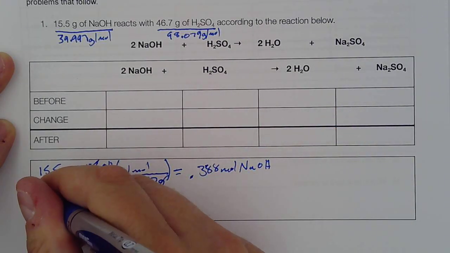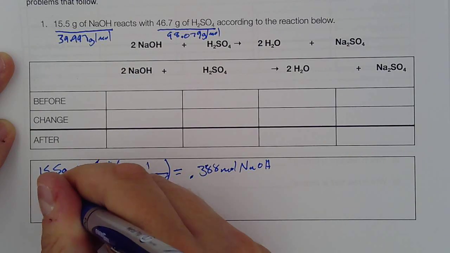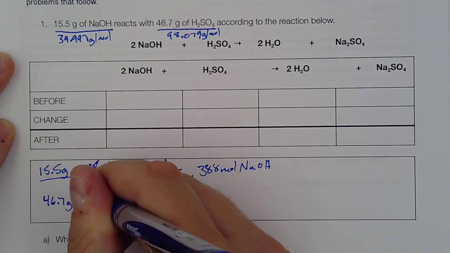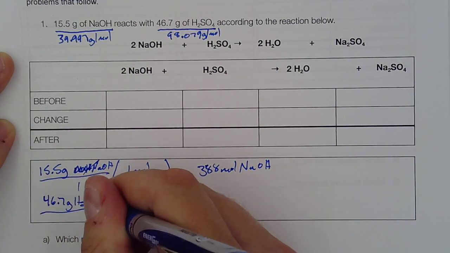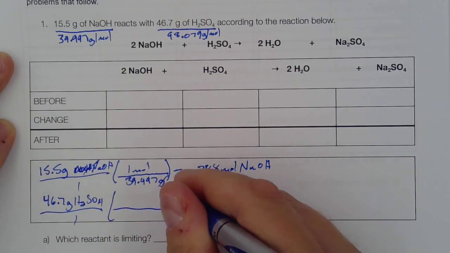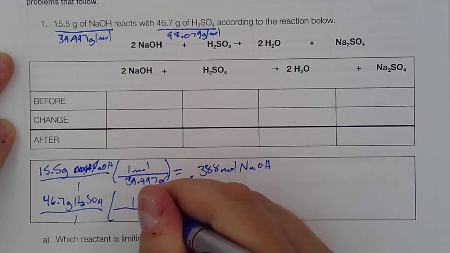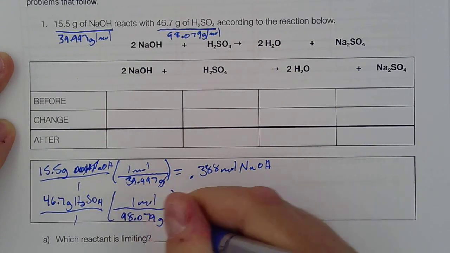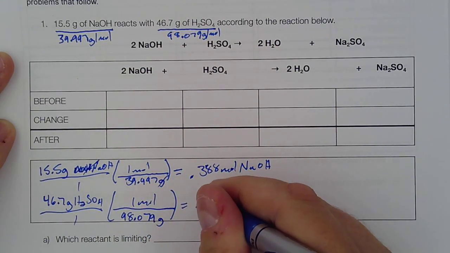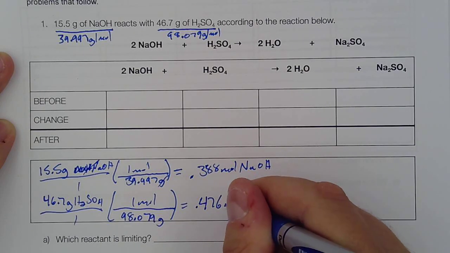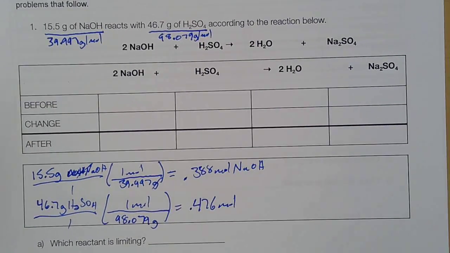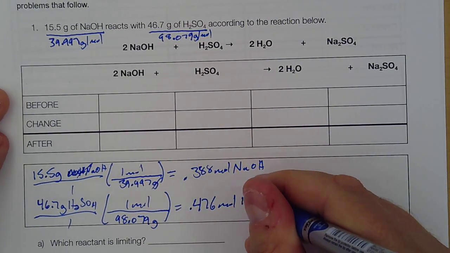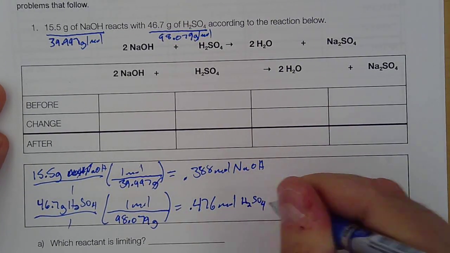And then over here, we got that 46.7 grams of H2SO4. Pop that over 1. Same basis for our conversions. For every 1 mole, I'm going to have 98.079 grams. And that is going to equal 0.476 moles. So just as a reminder, that's the work to find the moles for this H2SO4. And then we're just going to put them on the table.